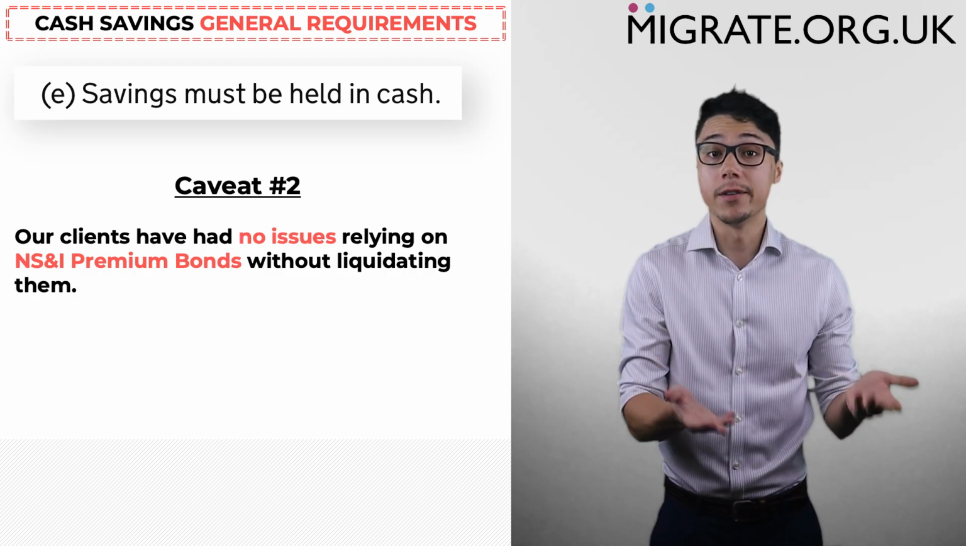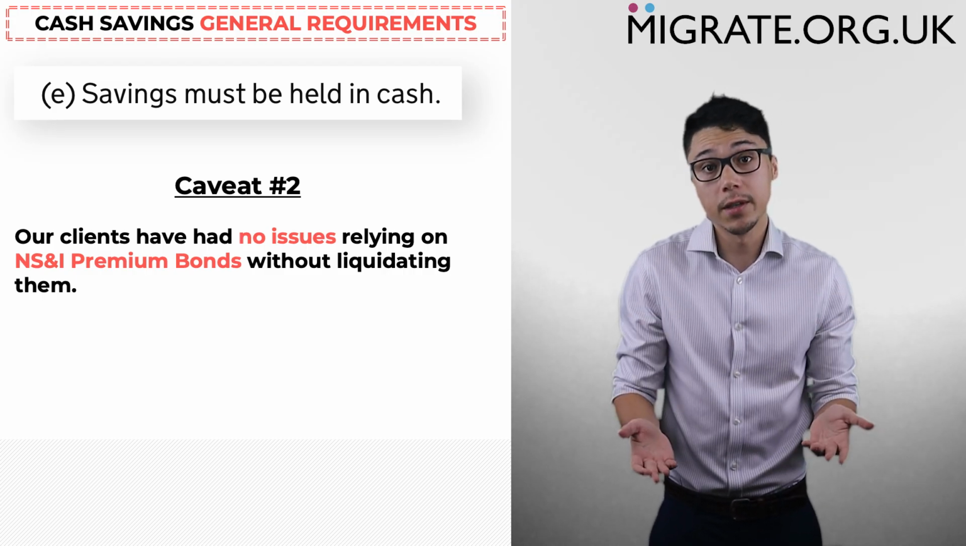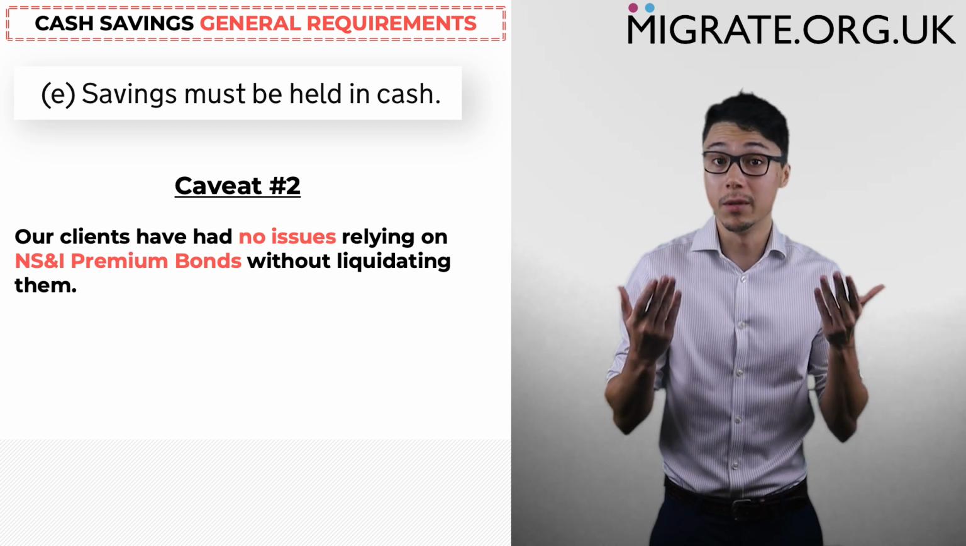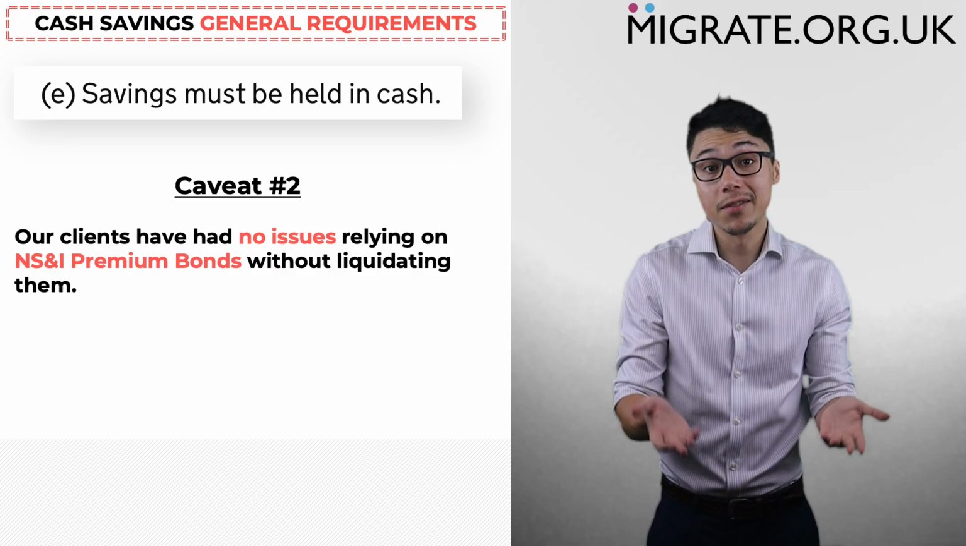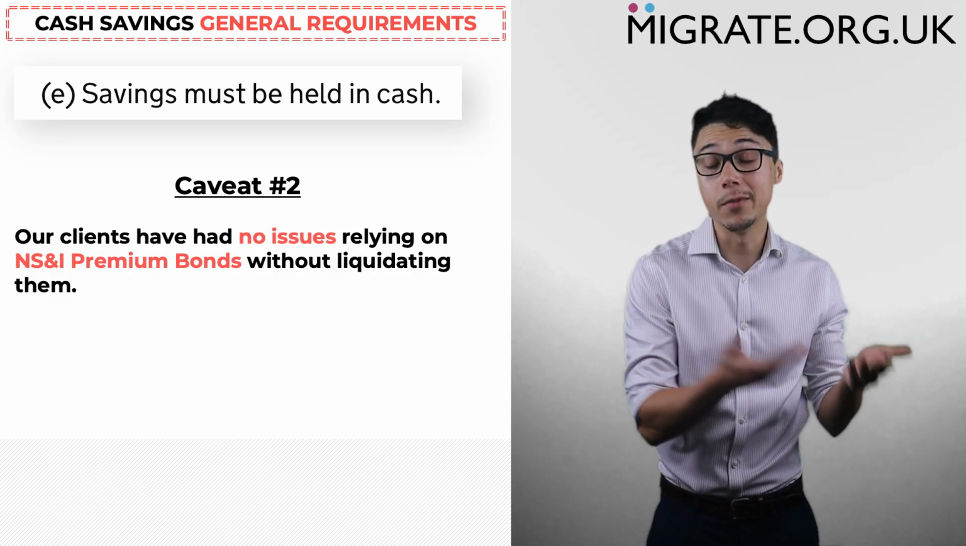But we have heard from others that the Home Office caseworker took issue with it, so if you want to rely on the NS&I premium bonds but want to err on the side of caution, you may consider liquidating them and then transferring the cash funds into a personal account before applying.